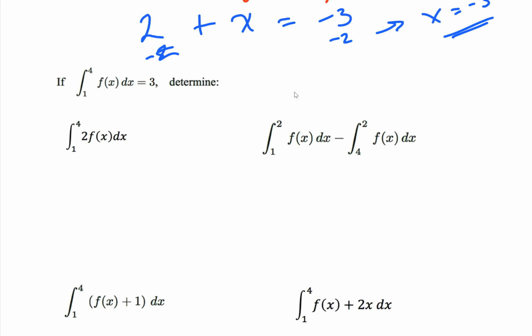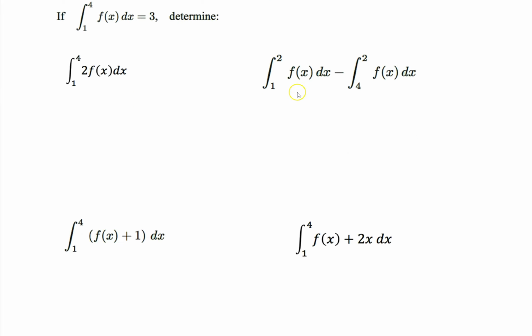This is the next one. This next one's a little more about what IB likes to do. So here's the key. If the integral from 1 to 4 of f of x equals 3, find all these. Look at this first one. Integral 1 to 4 of 2f of x. Well, that 2's not in the original. So let's pull it out because we can do that. So it's 2 times the integral 1 to 4 of f of x dx.